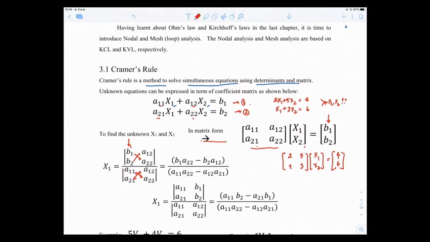So in this case, x1 would be equal to the determinant of 4, 6 and 5, 3 divided by the determinant of 2, 5, 1, 3. It would be 4 times 3 minus 5 times 6, divided by 3 times 2 minus 5 times 1. This would be x1. You get your answer.